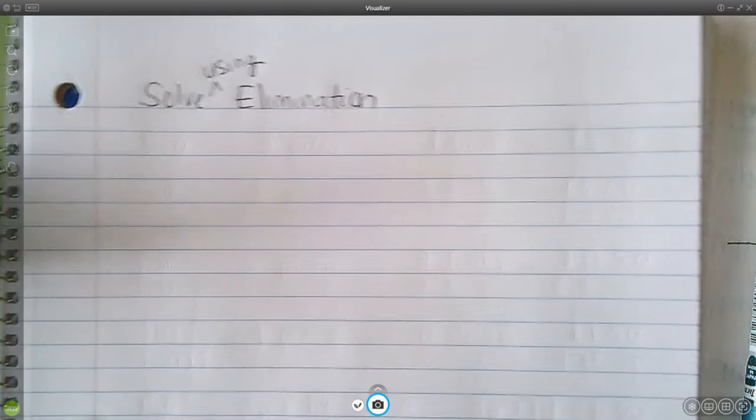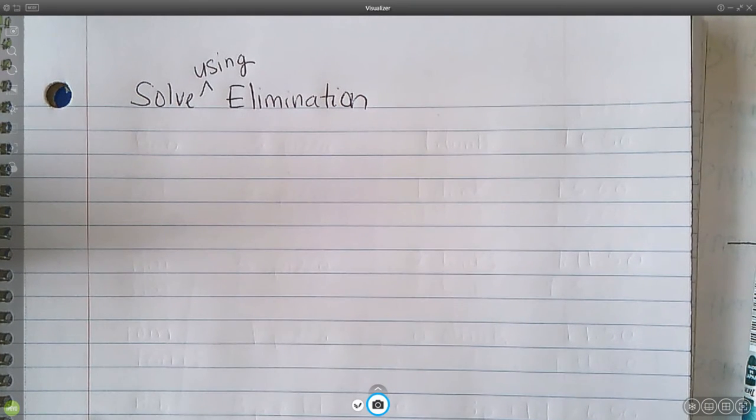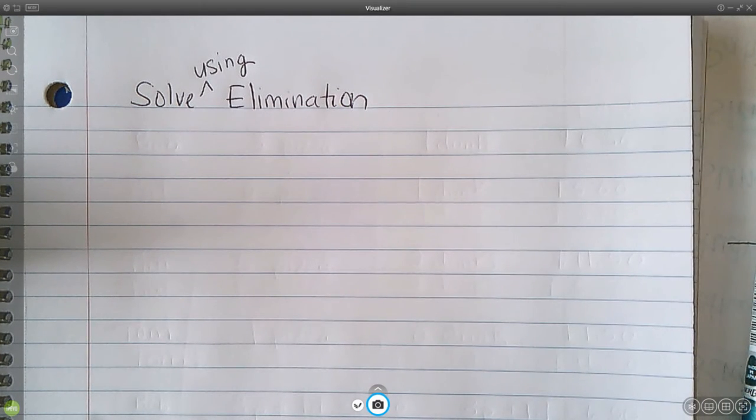This is by far my favorite way to solve. That might be saying I'm a math teacher if I have a favorite way to solve a system of equations.